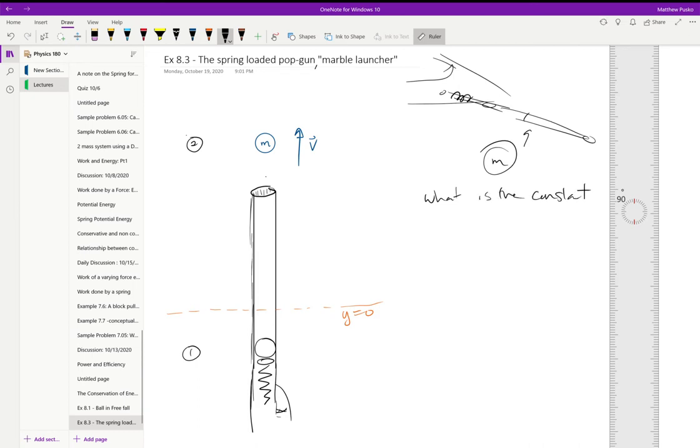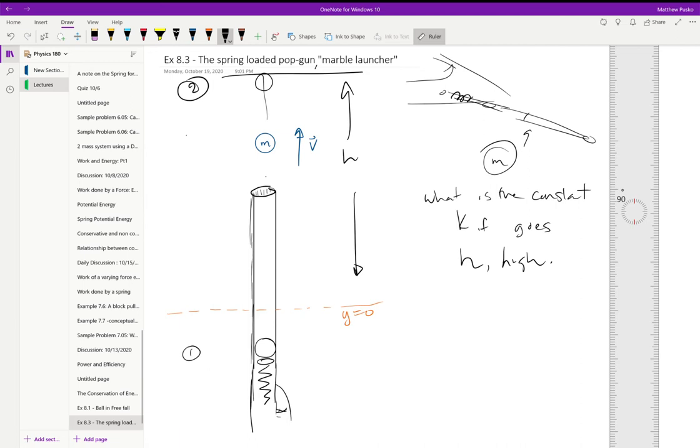If it goes some distance h, some distance h high. All right, so we'll call that state 2, all the way up here, all the way at the top. State 1, the mass is going to be below what I would call the equilibrium line. And I'll show you why when we start looking at the energies.